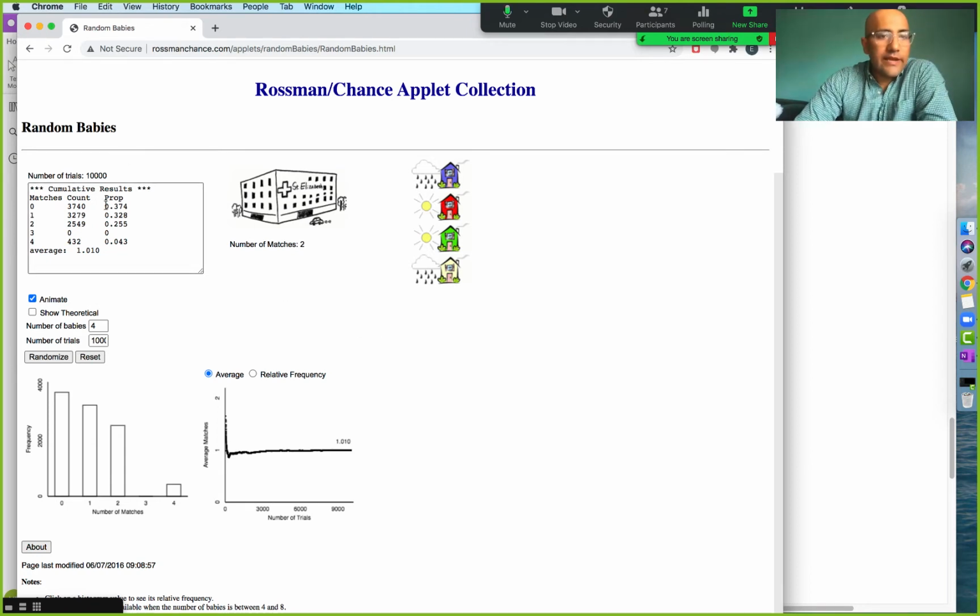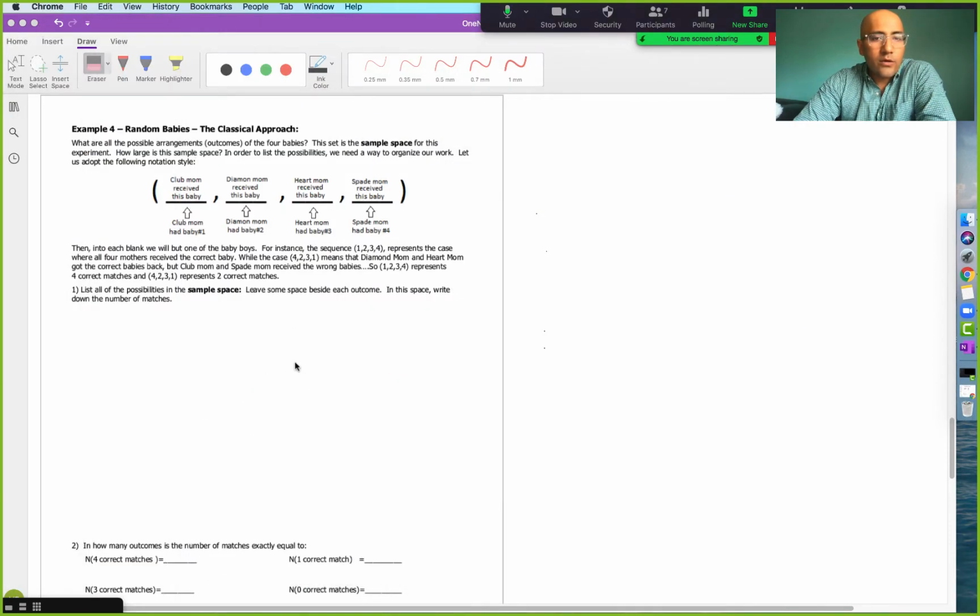Okay, let's put this aside and let's find the actual answers using classical probability, right? So these are empirical probabilities, and they will approach the theoretical probability, which is the classical probability. So let's come over here and work on that.